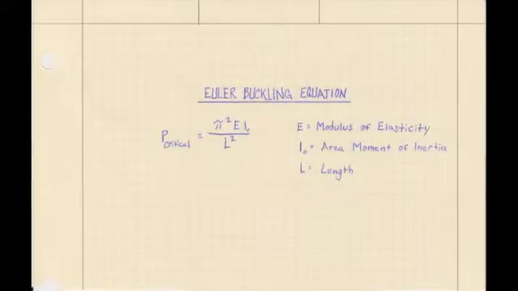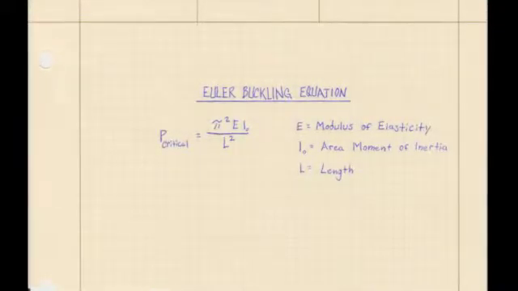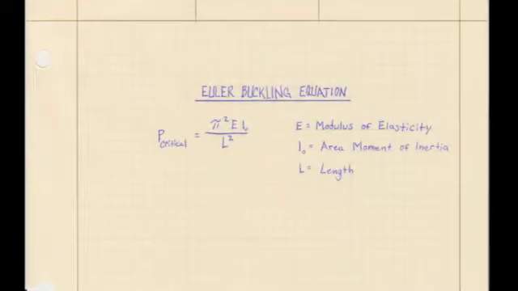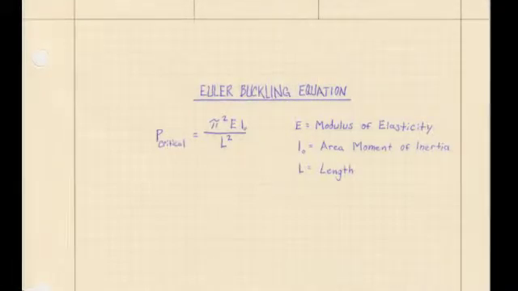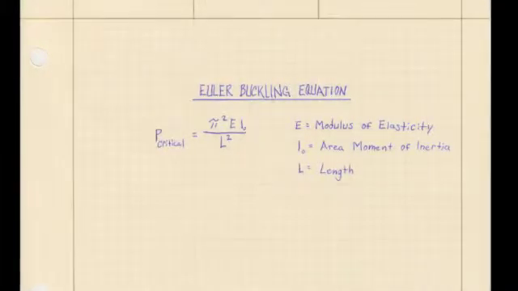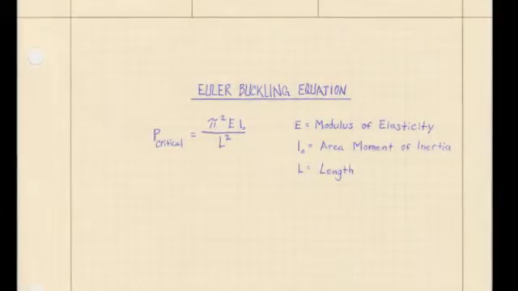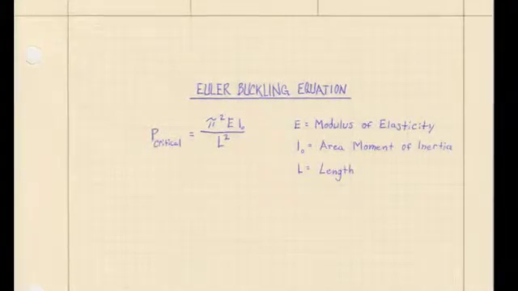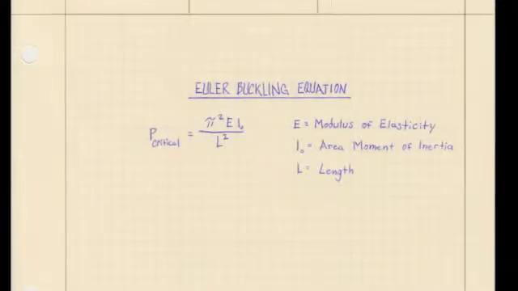So this action of buckling was described in an equation by a man named Euler. He said P critical, which is the buckling of a column, equals pi squared times E times I over L squared. The E in the middle of this equation stands for modulus of elasticity. The I stands for area moment of inertia, and the L is the length of the column.